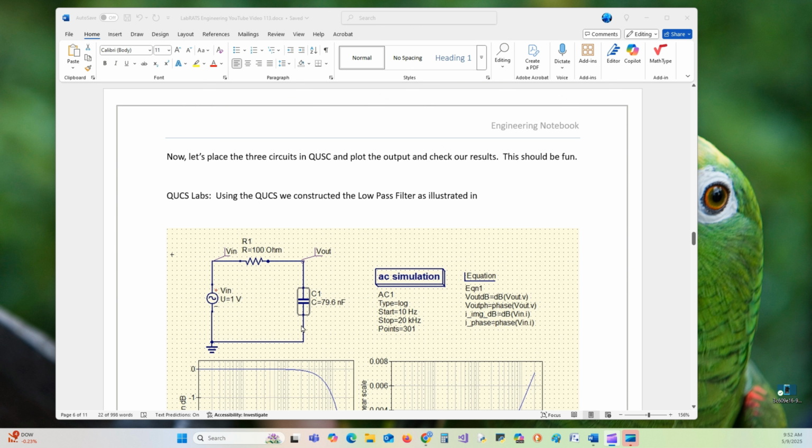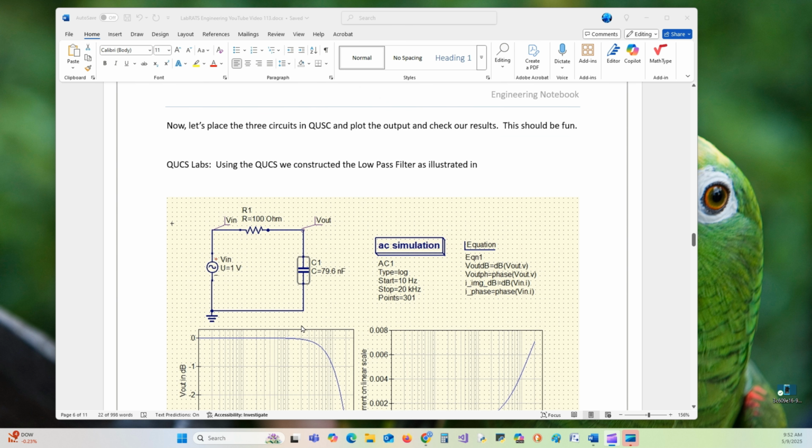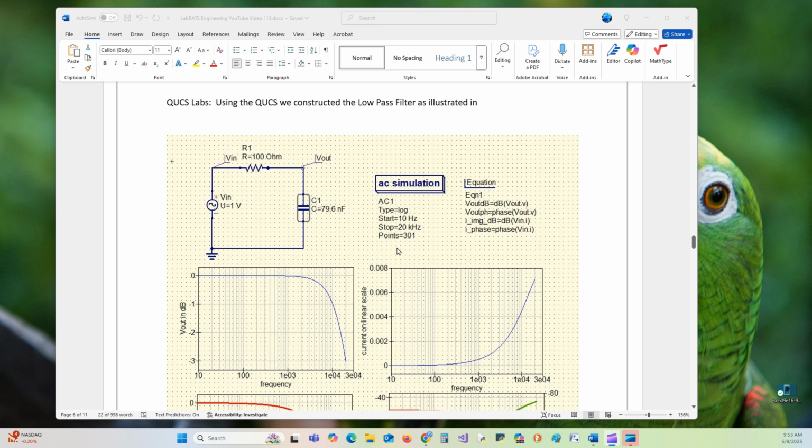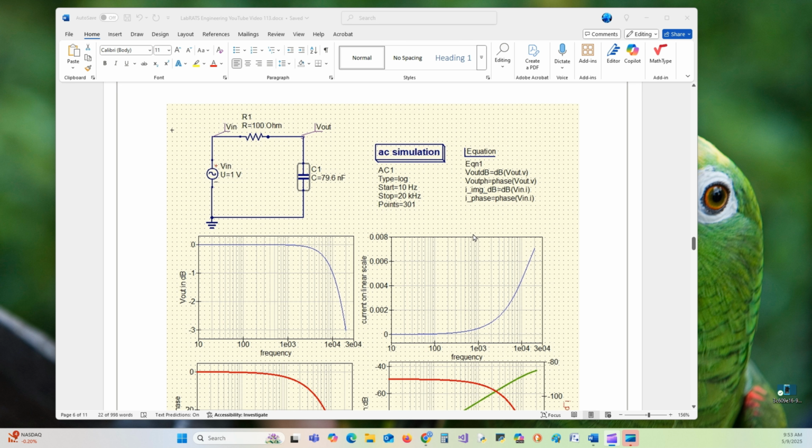Okay, now we're going to build the circuits and use the QUCS and plot the output and check our results. This is going to be fun. So we can use the same circuit you used in video 110 and put the capacitance to 79.6 nanofarads and the resistance to 100 ohms. We want to sweep the frequency from 10 hertz to 20 kHz at 301 points. This can stay the same, but we're just concerned about this graph right here.